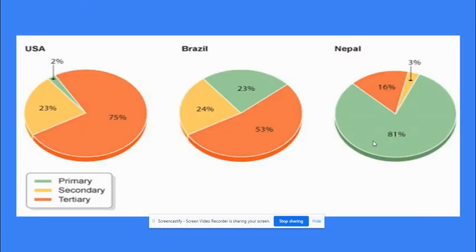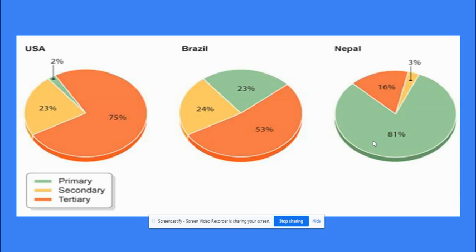This is a chart showing you 3 different countries and the breakdown of the primary, secondary, and tertiary sectors in those countries. So you can see in the United States that the largest sector for us by far is the tertiary sector. You can see that Brazil is a little bit more equal between the 3 categories, and that tertiary is still the largest, but there are quite a few more in the primary sector in Brazil. And then you see in Nepal that the primary sector is the largest sector of the economy and that the secondary sector is actually the smallest.